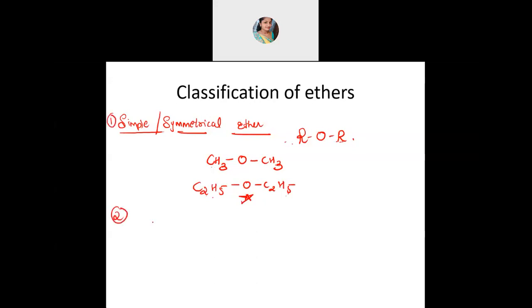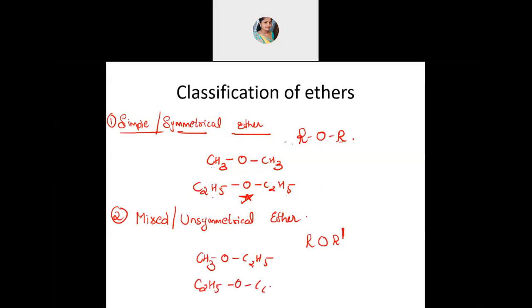Then the second one is mixed ether. It is called mixed or unsymmetrical. What is unsymmetrical ether? If you have different groups attached, then I can write it as ROR dash. This will be different; I'm putting dash because it can be a different group. Example: CH3, then O, and then C2H5. See, I have taken different groups here. Or you can take C2H5, O, and then C6H5. This is the phenyl group, C6H5. So different groups are attached across the oxygen. Then it is called mixed ether or unsymmetrical ether.